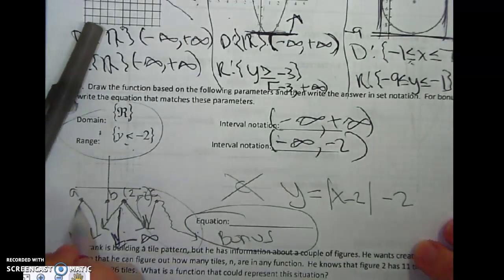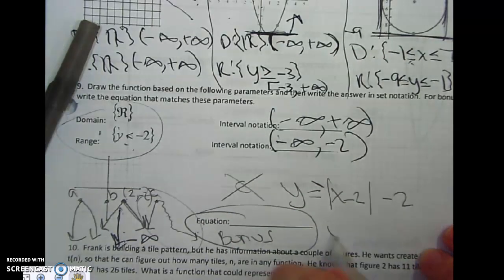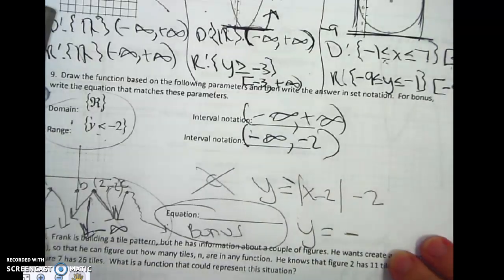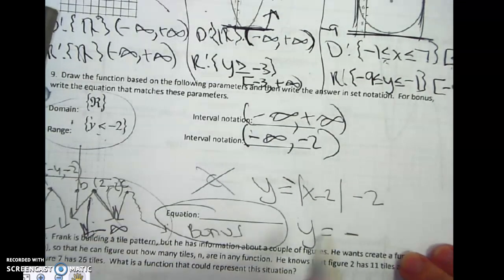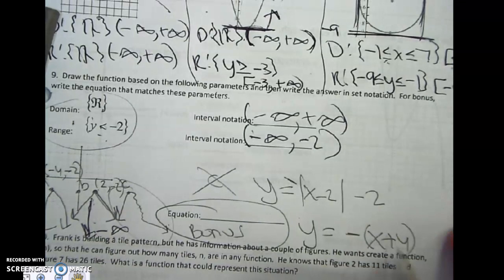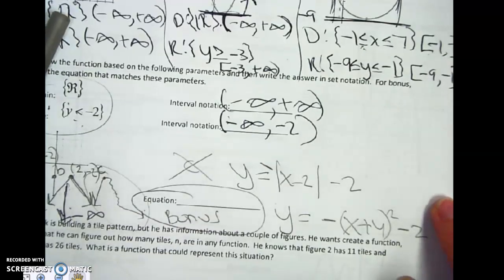This is a parabola. A parabola means x squared. Oh, and it's down, so it's negative. So this would be negative. This time the vertex looks like -4, -2. So you do the opposite, and then that. It's bonus. Don't worry about it. No big deal.